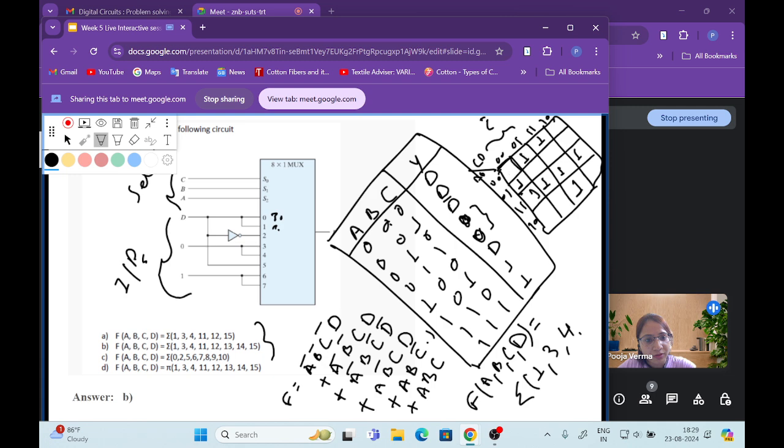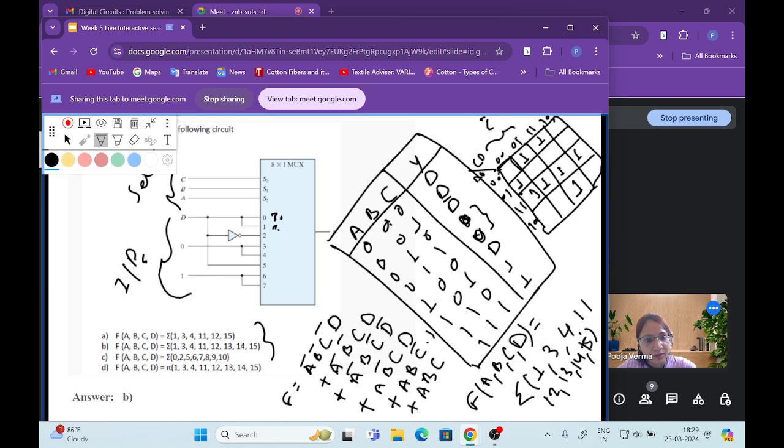So 5, 6, 7, 8, 9, 10, 11. Then it is at 11. Now next one is 12, 13, 14, 15. So we have to write 12, 13, 14, 15.